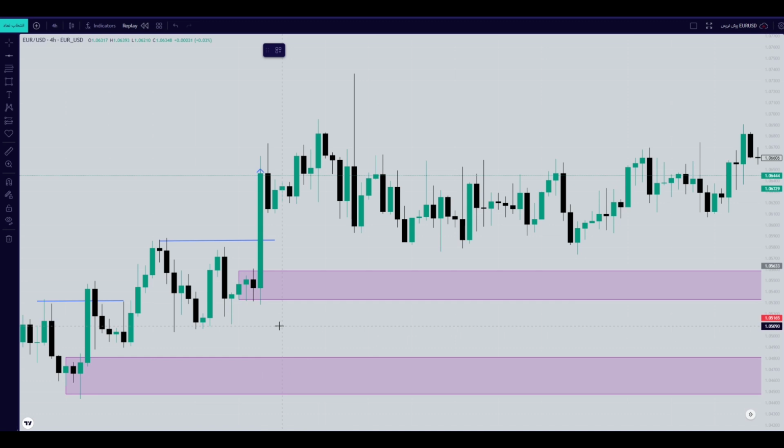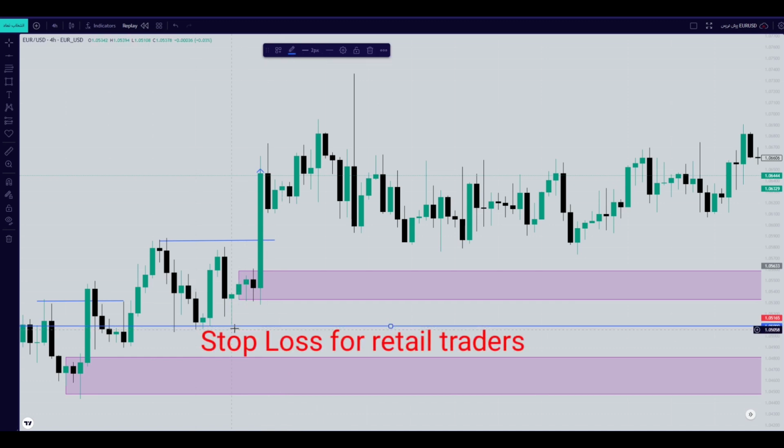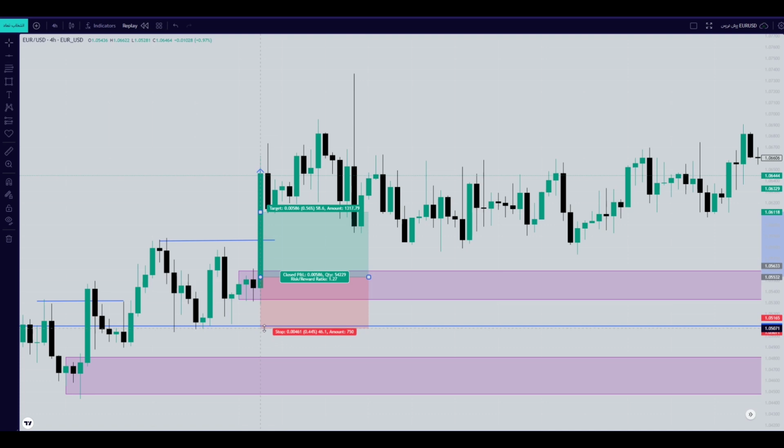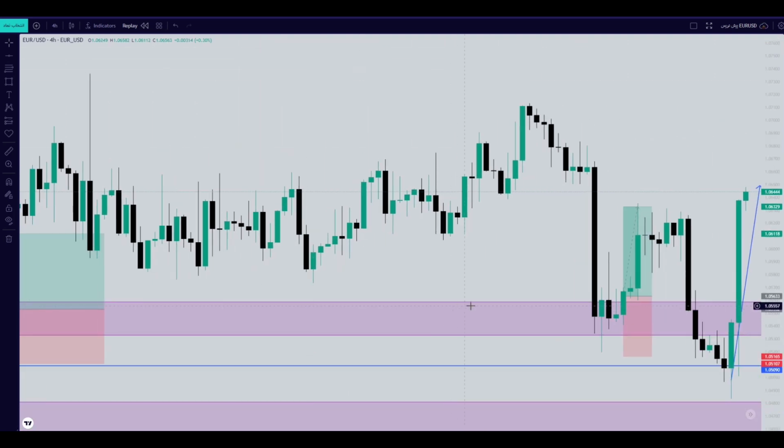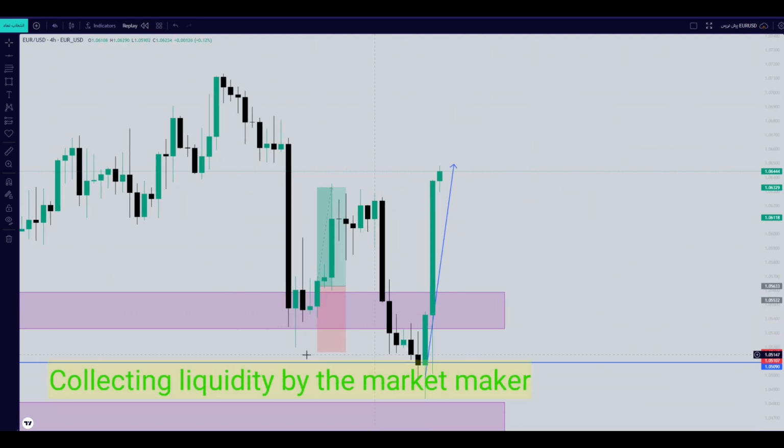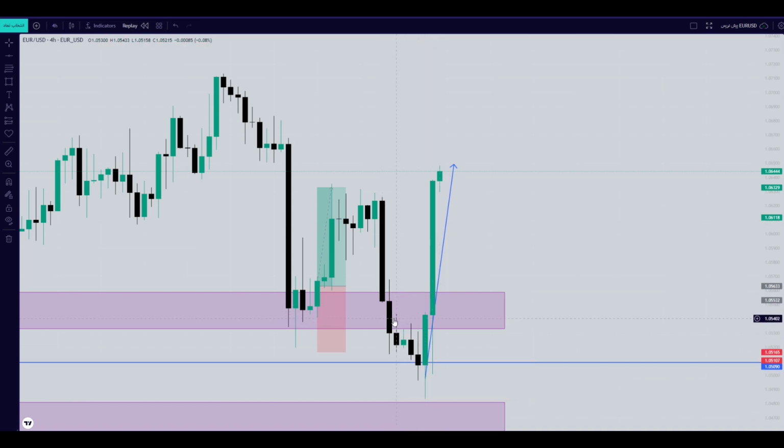This is the area that retail traders set their stop loss to. For example, they enter a trade here while considering this order block and they put their stop losses in this area here. The market maker collects liquidity here and doesn't leave any orders remaining. It also has already collected its own order block here. So after this point, the price goes up sharply.